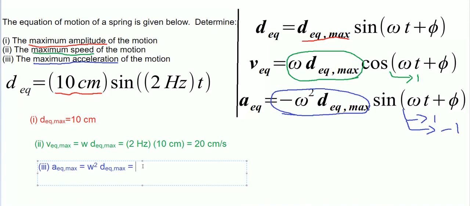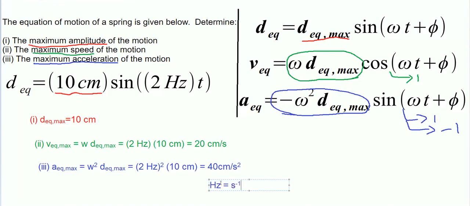Now, I know that omega here is 2 hertz. So we're going to square that, and we're going to multiply it by the maximum displacement from equilibrium, which I know to be 10 centimeters. Putting this all together, you will get 40 centimeters per second squared. Again, the reason why you get centimeters is because we have centimeters here, and the reason why we get 1 over second squared, or divided by second squared down here, is because hertz is literally seconds to the negative 1.